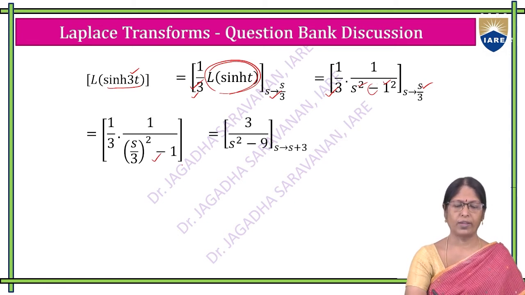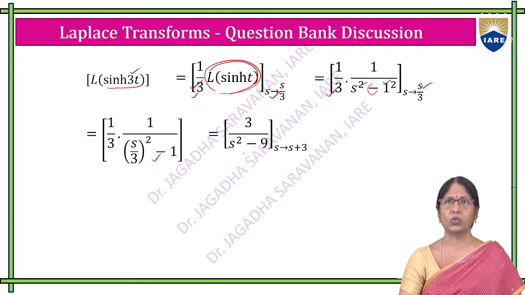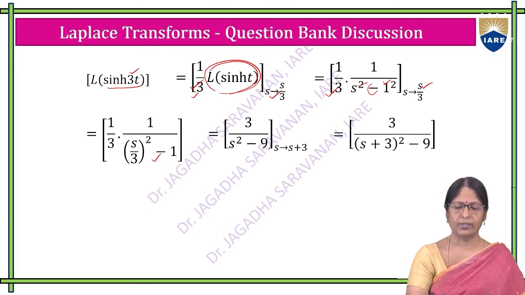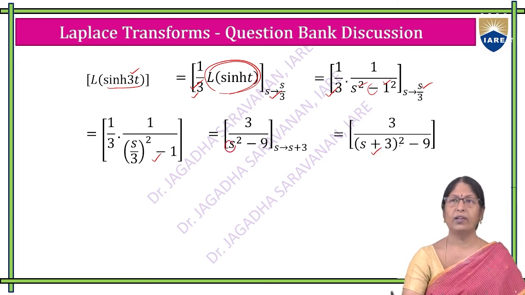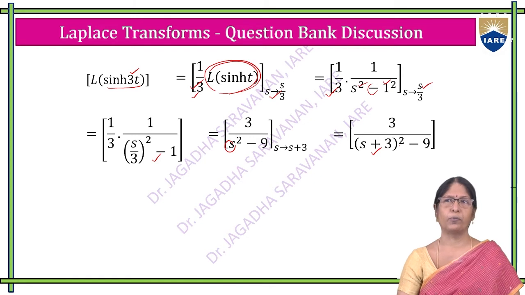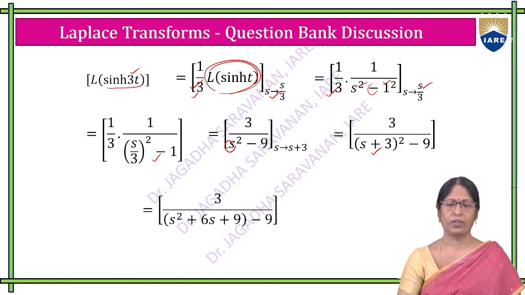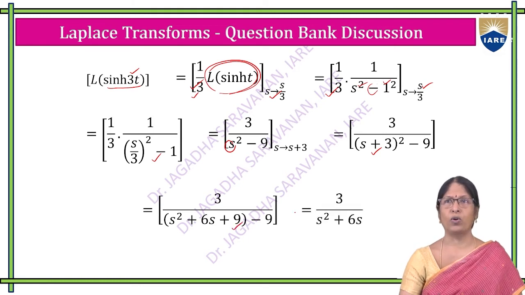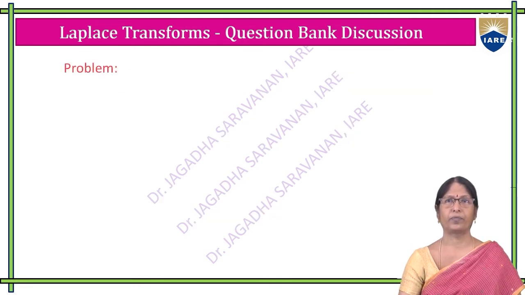So after doing the simplification, 3 by s square minus 9, this s is replaced by, according to the change of scale property, s plus a. Our a is 3. So we have done all the simplifications. The final result we obtained is 3 by s square plus 6s.